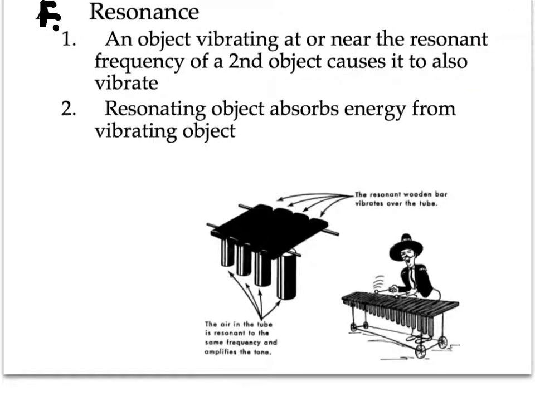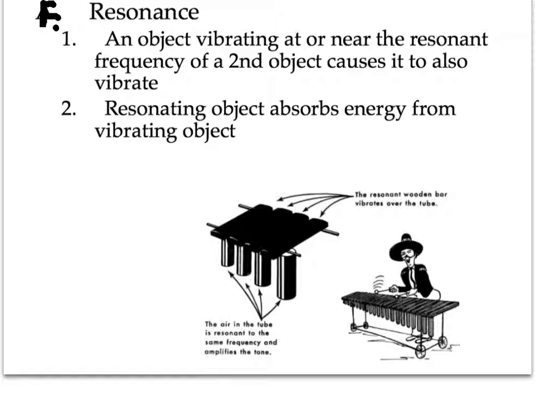The last piece is what is called resonance. And this is where an object that's vibrating at or near the resonant frequency of a second object causes it also to vibrate. Now that may sound kind of confusing, but really you've seen this many times. Let's look at the xylophone down at the bottom. The percussionist actually strikes the keys on top, which causes them to vibrate. That vibration then is passed to the tubes that hang underneath. Air then, as it moves through those tubes, is what produces the sound.